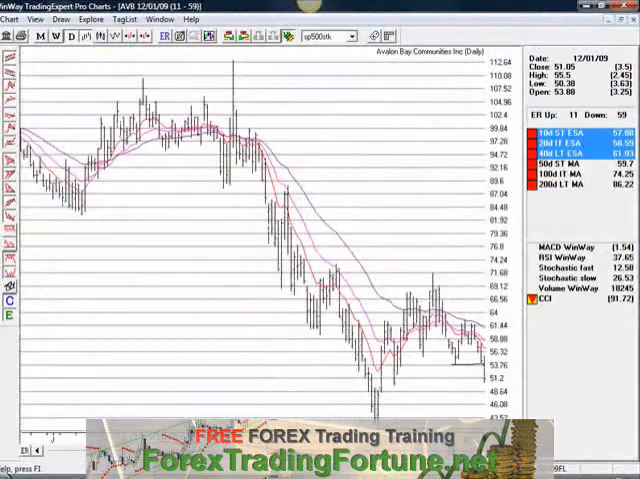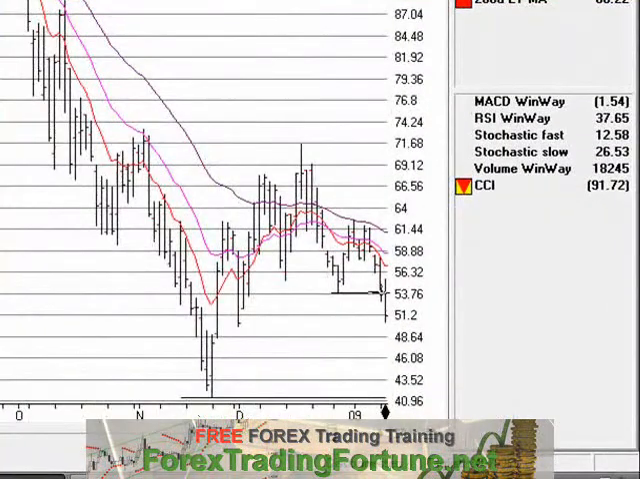So let's see what happened. Our target is down here. Our stop, where would we put our stop? Now, this isn't actually a particularly good trade. I just wanted to use this as an example because we found it quite quickly.